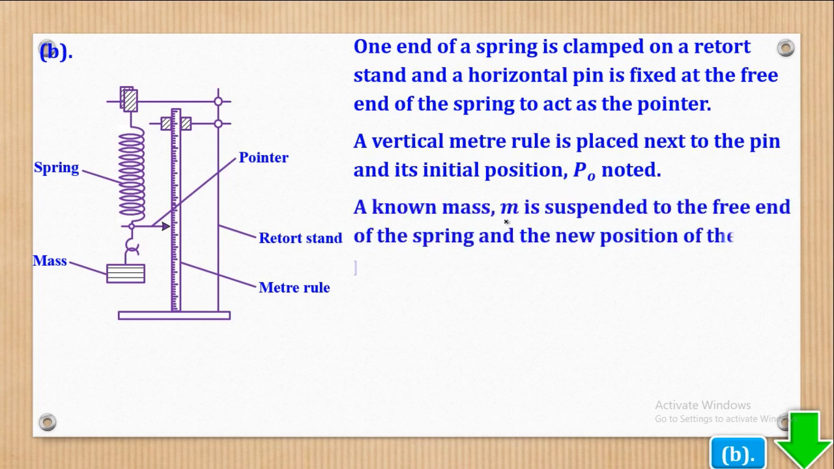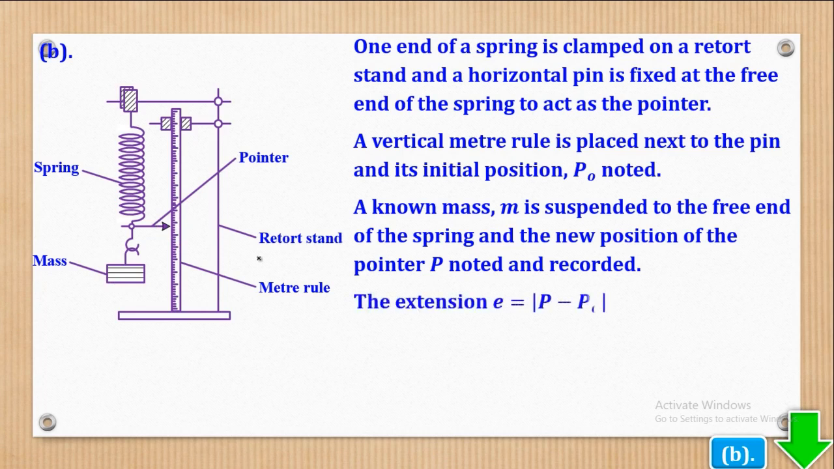So after that, we shall suspend a known mass. So known mass M is suspended to the free end of the spring and the new position of the pointer P noted and recorded. So you suspend now a mass, then you record this new position P. After getting those two positions, you now get the extension from extension equal to magnitude of P minus P naught. So you put this magnitude to eliminate the negative in case it arises.